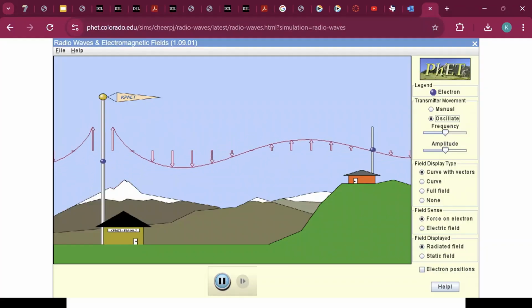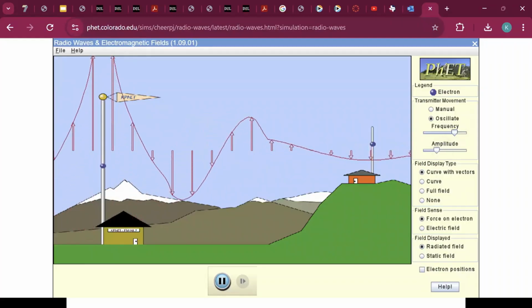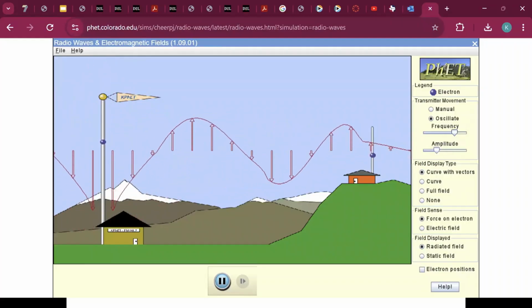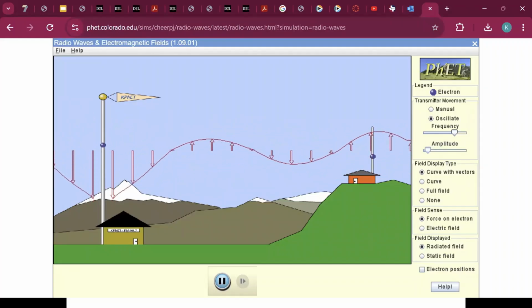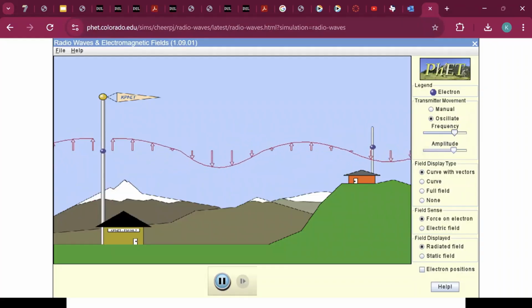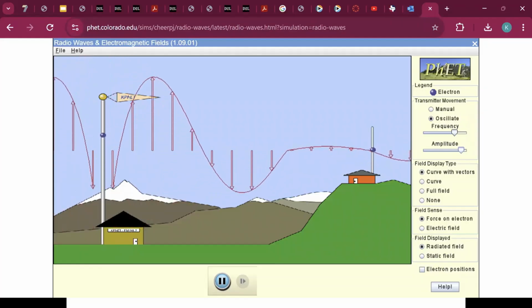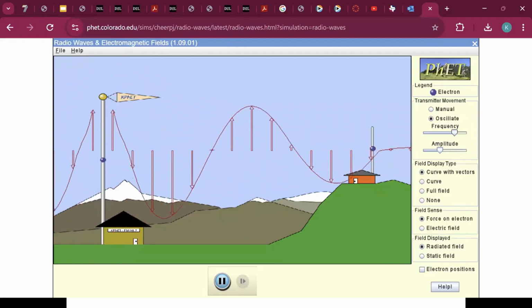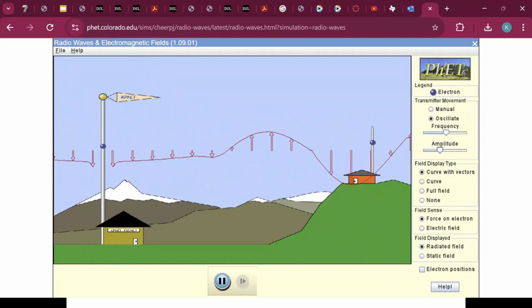So you can see that if you change the frequency of the oscillation, or the amplitude, which is going to be the height, so we're making that amplitude smaller, I can make the amplitude larger. That amplitude is going to be your value of E max or B max. The frequency is going to be how often it oscillates.